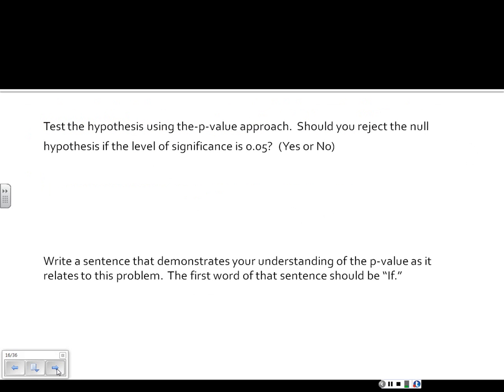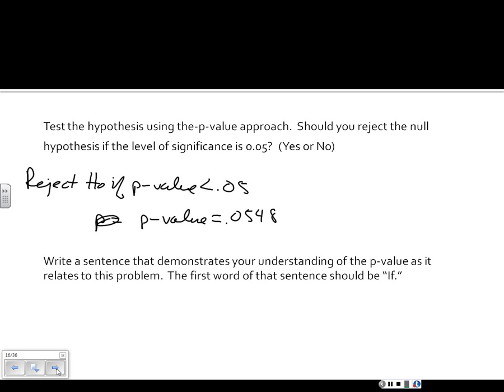And the next part said test the hypothesis using the p-value. And it says, should you reject if the level of significance is 0.05? So we're going to reject HO if the p-value is less than 0.05, less than whatever you set for the alpha. And our p-value that we found was, I should write that out all the way, p-value is equal to 0.0548, which is not less than 0.05. So we don't reject HO. Just circle the no there.